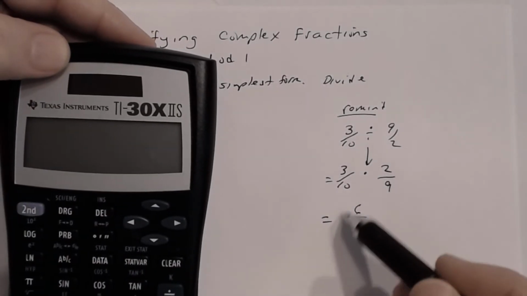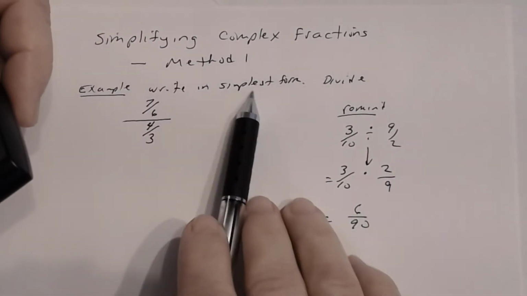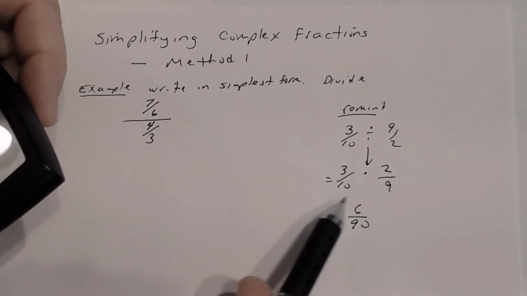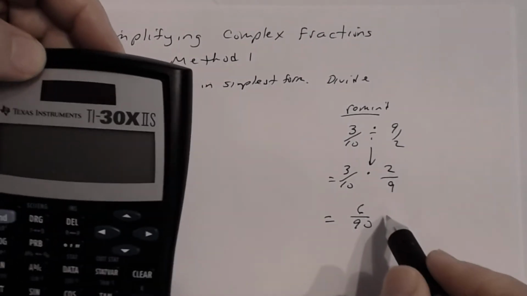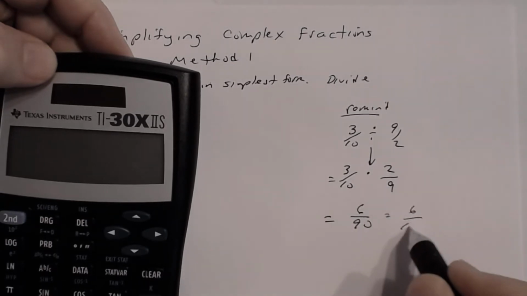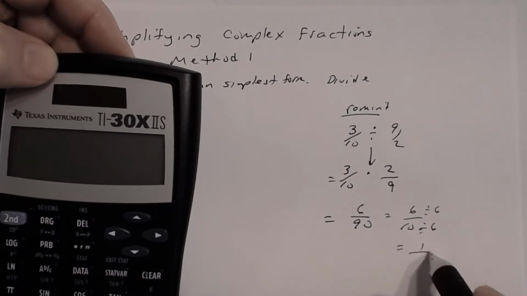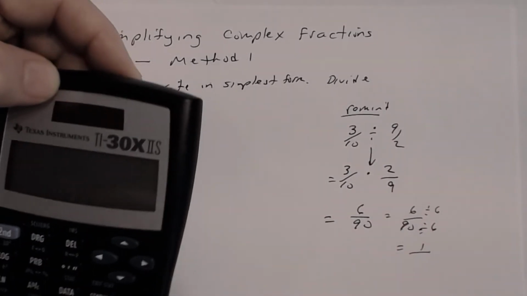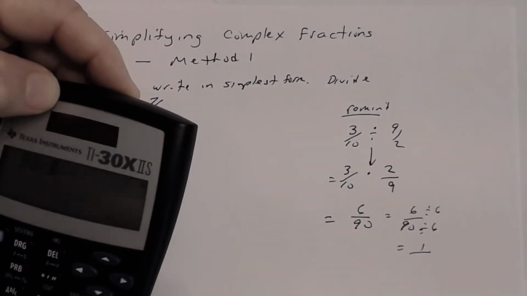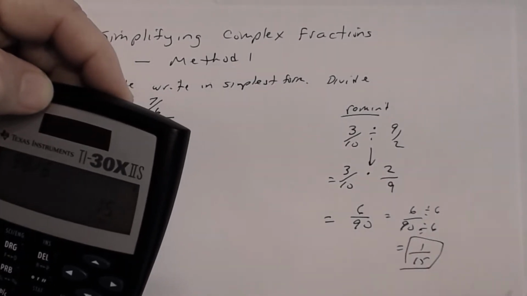You've got to make sure in the end, when you're dealing with this, that this is in simplest form. So you need to make sure that your final answer is in simplest form. So both of those are divisible by 6. So that's going to equal, I'm going to go ahead and do it this way. Divide by 6, divide by 6. And so I get 1, oops, that's a 90. So I get 1 divided by, and then 90 divided by 6 is 15. So I get 1/15. Okay?